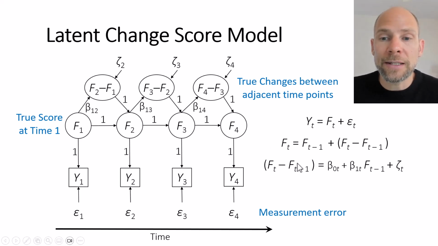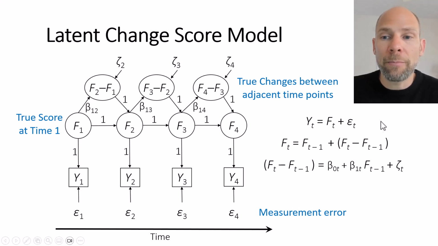And so therefore there's another equation that says the change score ft minus 1 is equal to an intercept beta 0t plus a slope coefficient or path coefficient beta 1t, which you can see here in the picture, times the previous factor ft minus 1 plus a residual zeta t, which you can see here at the top.